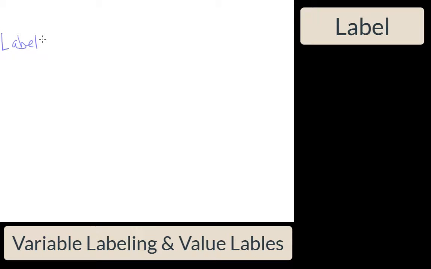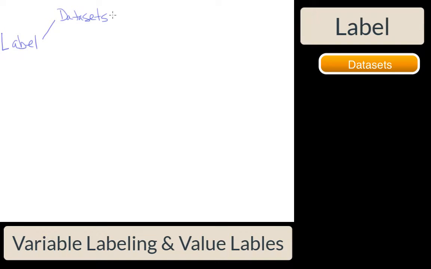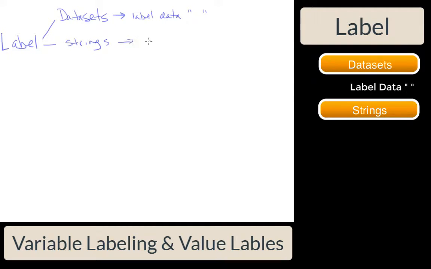So we're going to go over labeling in this lecture, and there's actually a few different things that one can label. One can first label data sets, and then one uses the label data command, and one puts the label in quotation marks after the label data. One can also label variables, both string variables, and one uses the command label variable and then puts the label in quotation marks.